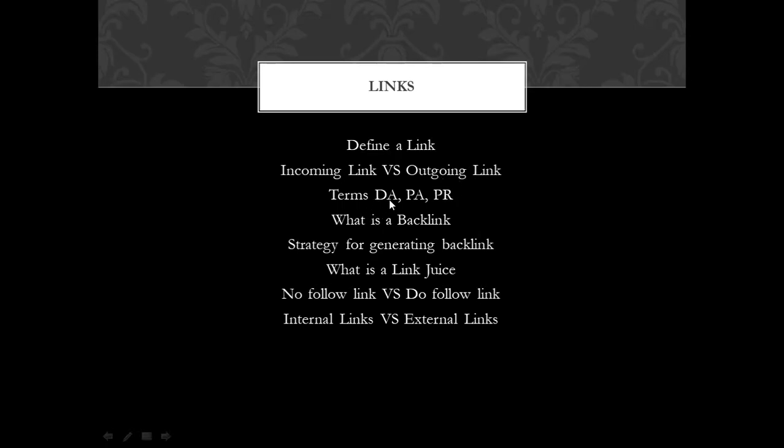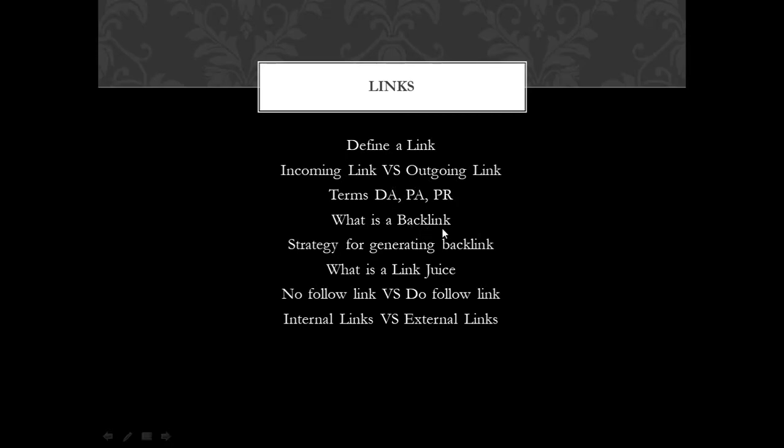Then we have terms like DA, PA, PR. DA stands for domain authority, meaning the value of the domain. We have page authority, the value of the page. We have page rank. DA and PA are covered by MOZ, an authority that gives you the score, and PR is determined by Google. PR depends on DA and PA. If you have a good PR, then you have a good DA and PA as well.